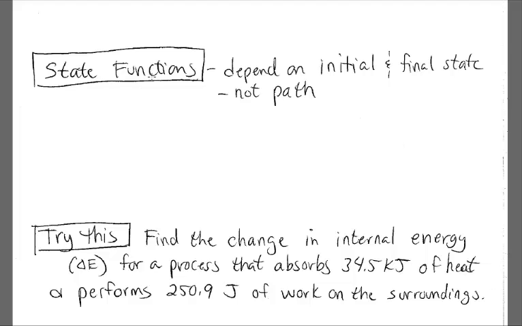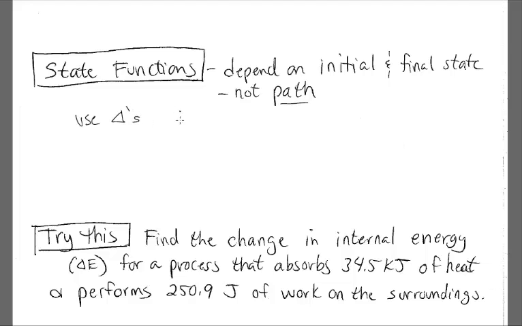State functions are variables that depend on the initial state and the final state only. They don't care about the path. They're not affected by how you got from the initial state to the final state, just where you were in the beginning and where you were in the end. Examples of state functions are anything that uses deltas in front of them. If they use deltas, then it's a state function.